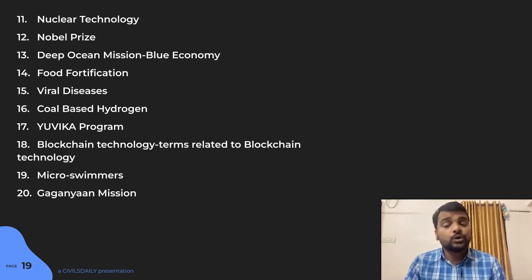Then the UVICA program for research, and blockchain technology. Blockchain is not only related to coins, or to people hiding their money; blockchain technology, the idea of a distributed system with high protection, can be used in many areas: banking, subsidies, and the central bank is also trying to use it in many things. Then micro swimmers. The Gaganyaan mission is an ambitious mission, and next year itself we are trying to launch a mission, and later a manned mission. So these science and tech topics are the most important for UPSC, and you must at least cover them. You will get the relevant details in summary form, not irrelevant details, in a very short PDF if you fill the Google form available in the description, and we'll share it with you immediately.